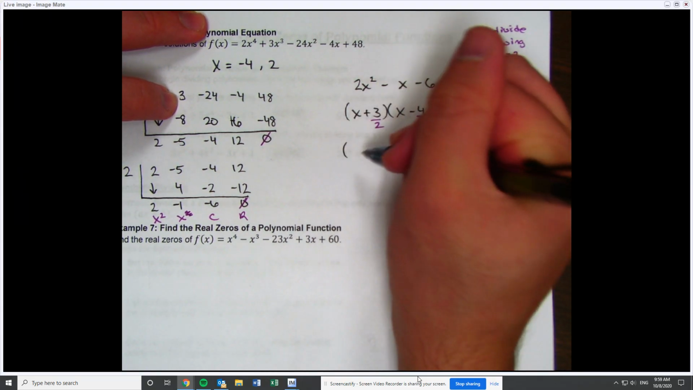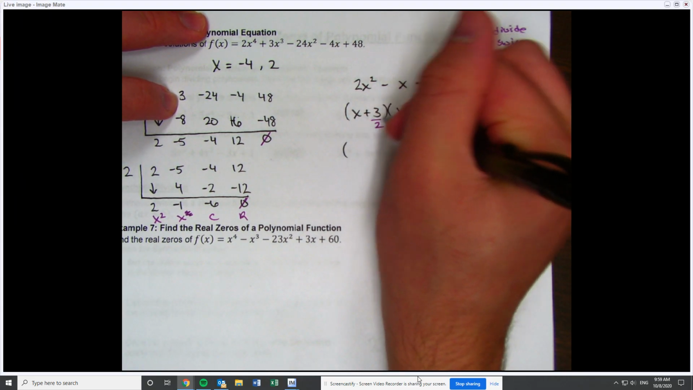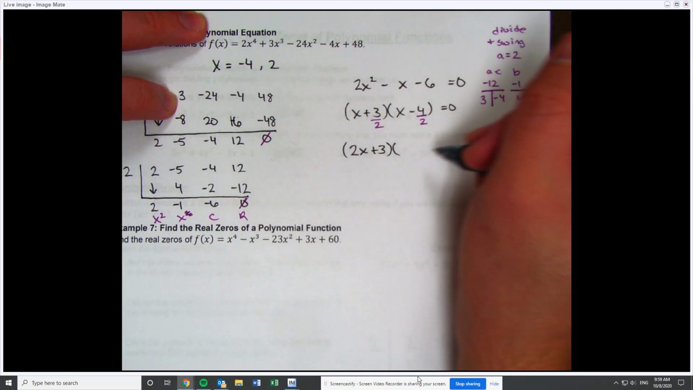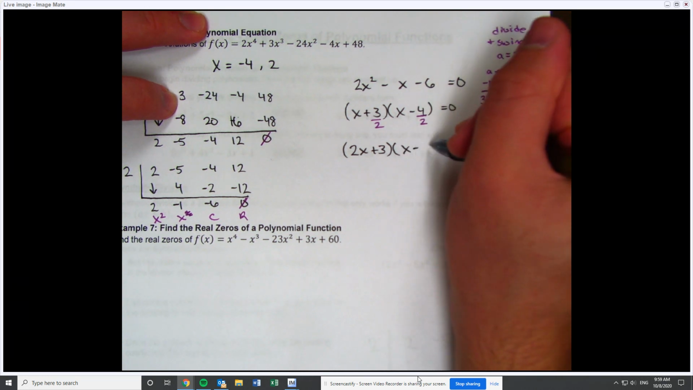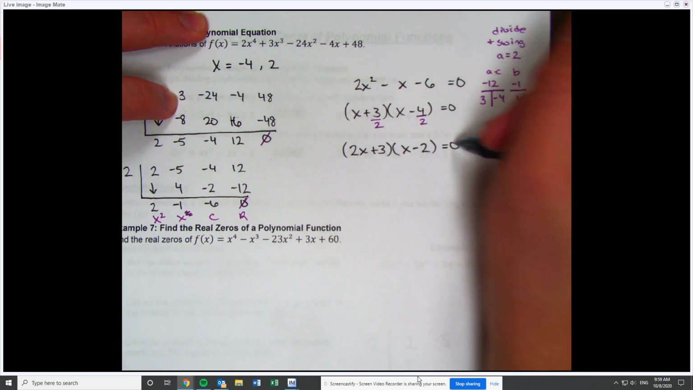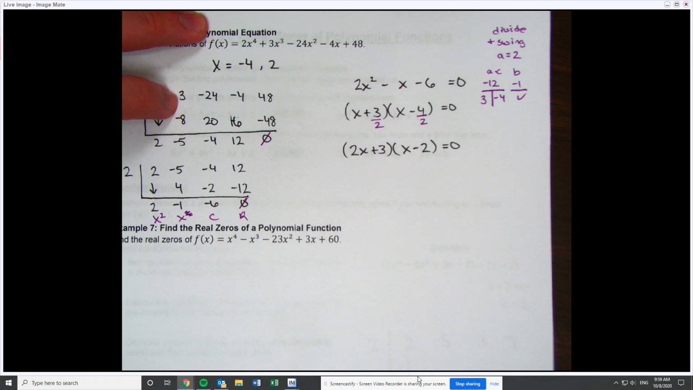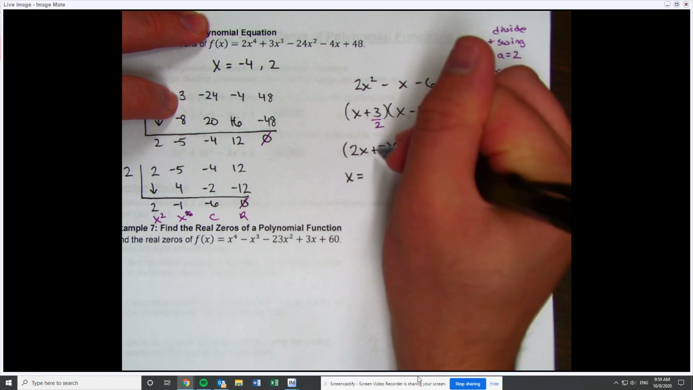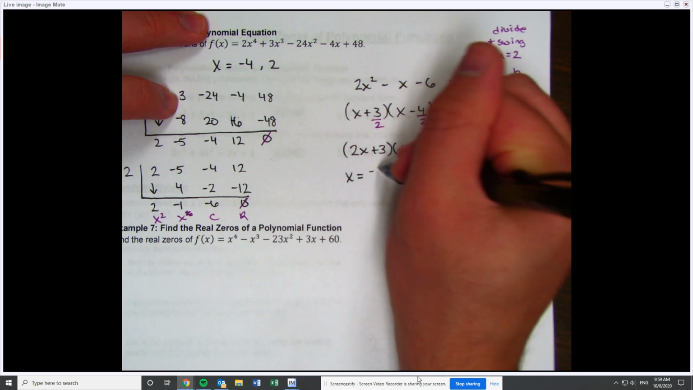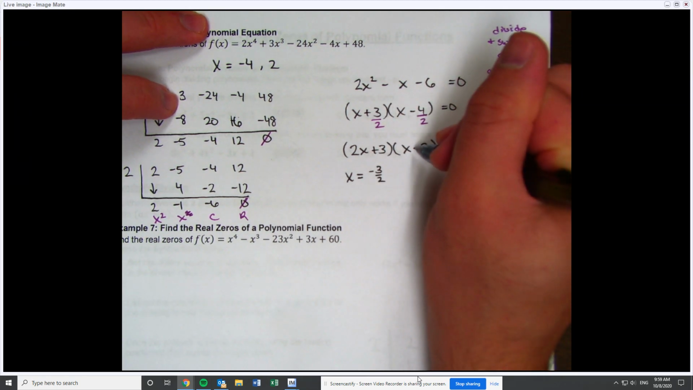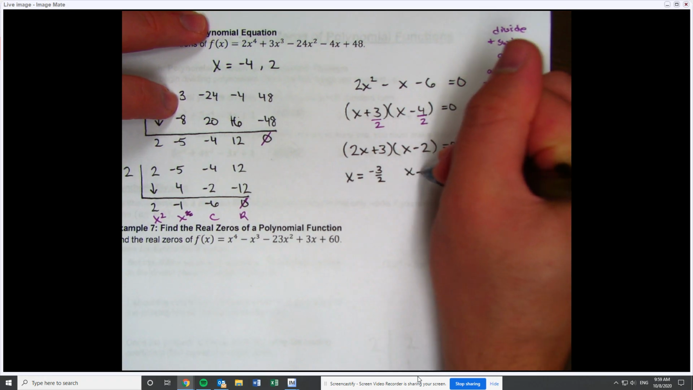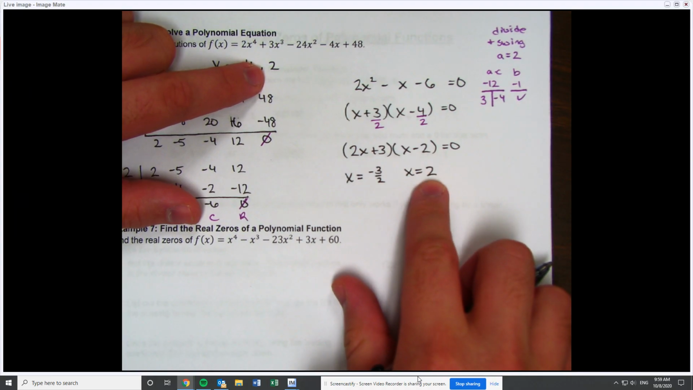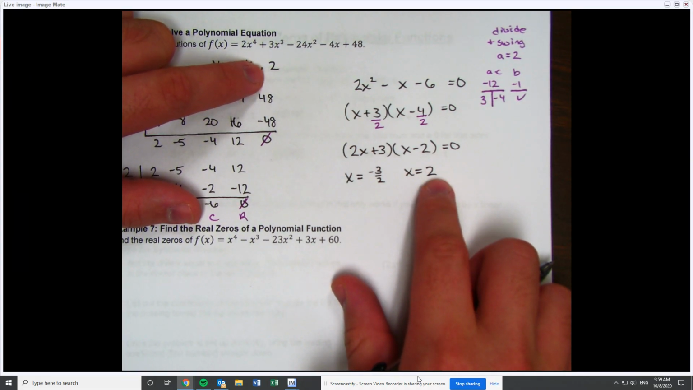Alrighty, so right here, this one won't reduce, so I'll swing it over. I have 2x plus 3, and then this one is x minus 2. Perfect. So now I can list out my answers. For this one, I would subtract the 3, divide by 2, and I get -3/2. Right here, I would do that, and I get x equals 2. But wait, that was already an answer for us. We knew x equals 2.